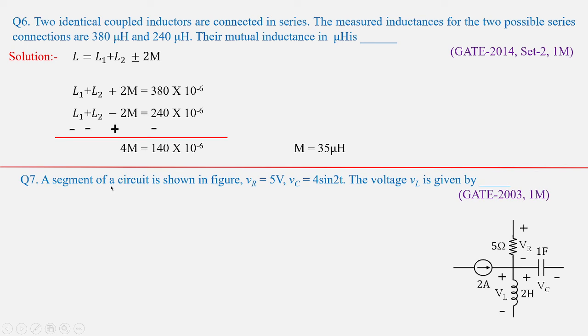In the next question, a segment of a circuit is shown in the figure. You can see in this figure, you have VR equal to 5 volts, VC over here equal to 4 sine 2t. We need to find out the value of voltage across the inductance, and the inductance value is given as 2 henries. So this was asked in GATE 2003 for 1 mark. Very good question. The options were given as A 3 minus 8 cos 2t, option B 32 sine 2t, option C 16 sine 2t, and option D 16 cos 2t.